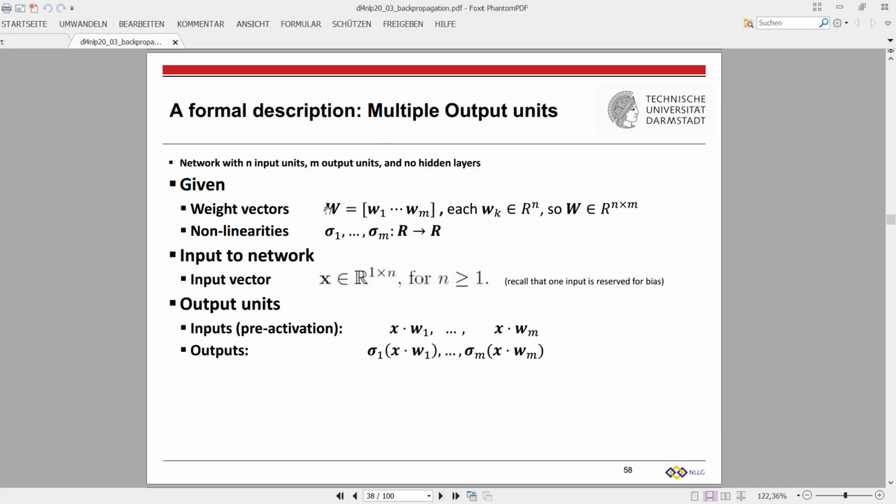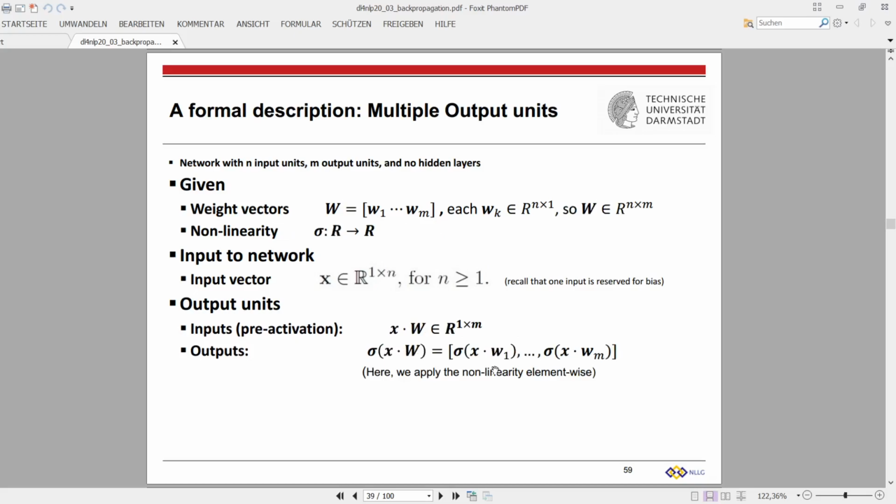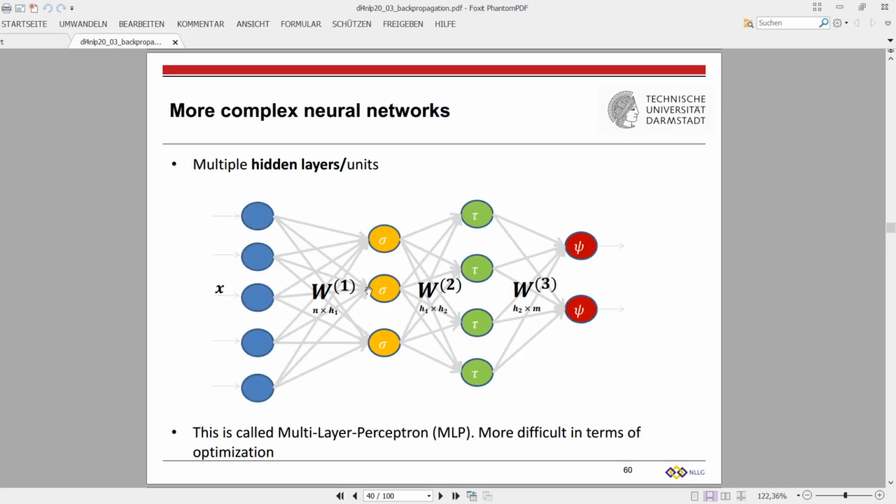We have the weight matrix, we have the activation functions, we have the input vector, the output unit calculates the pre-activation and then applies output nonlinearities on top of the pre-activations. So if we change to the same activation function for each output unit, then the formula abbreviates accordingly. So this was a perceptron.